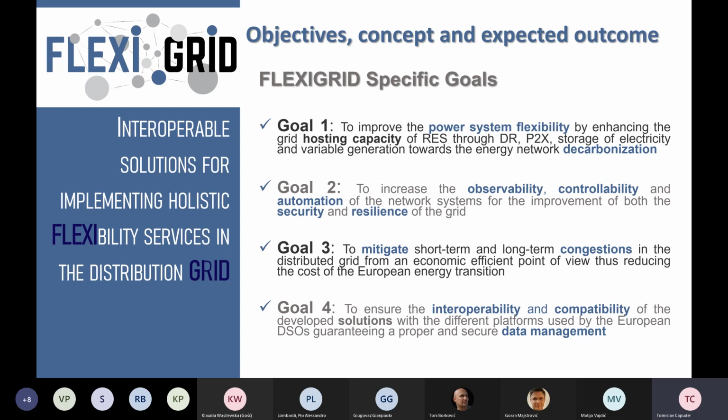These congestions are not just current congestions, so it's not just connected to the lines that you cannot push the electricity or the current through. It is also probably even more connected to the voltage issues and the deviations of voltage in the distribution networks. And we are looking into ways of mitigating those in an economic, efficient way.